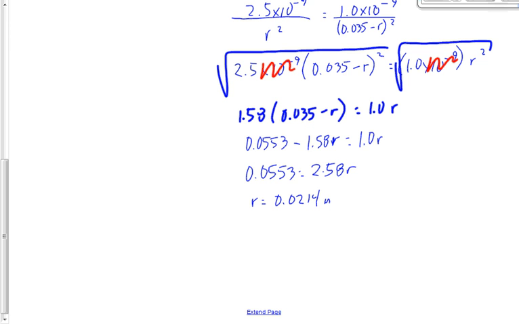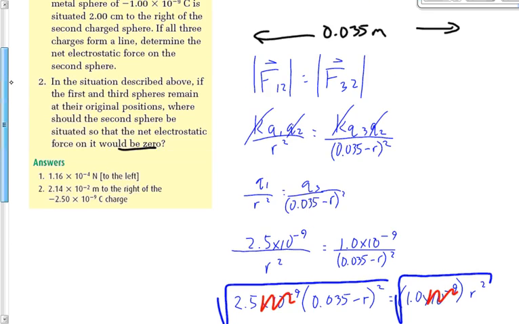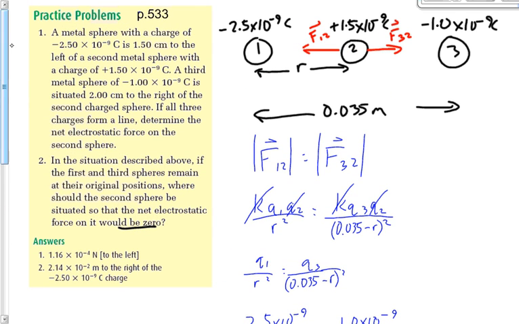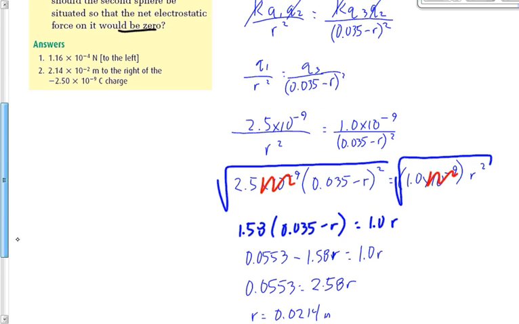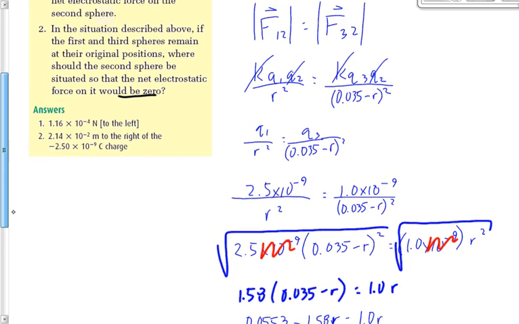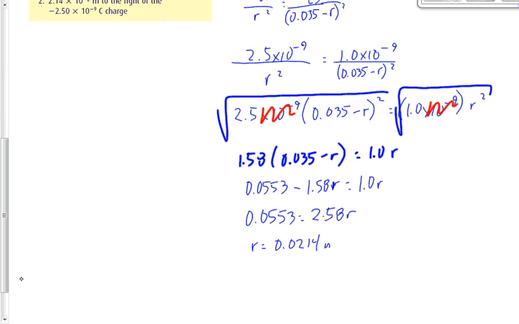0.0214 meters. So my distance now, the position of charge 2, is 0.0214. That's 2.14 centimeters to the right of charge 1. I'm curious, did anybody actually get that?